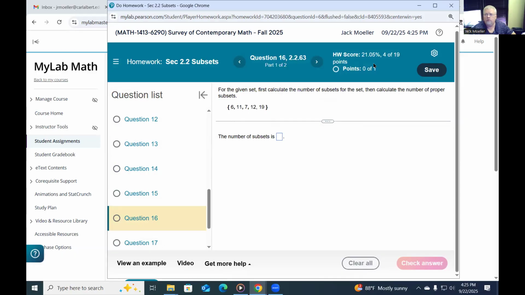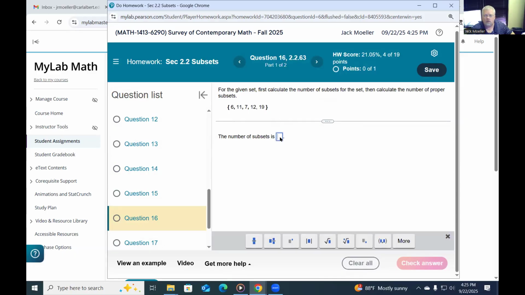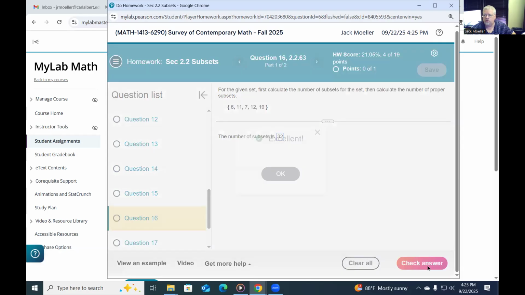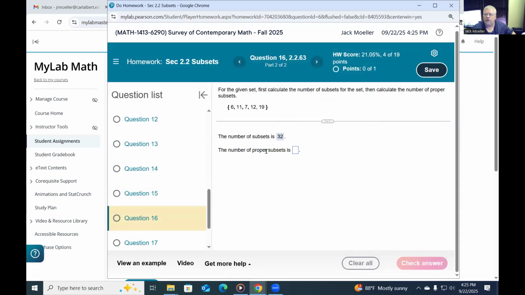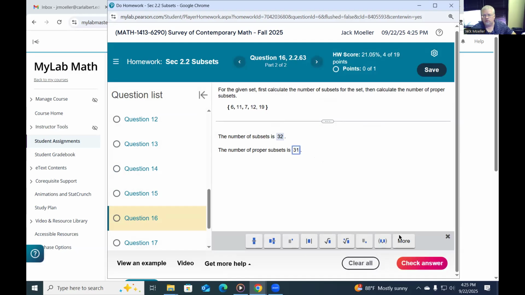Yeah, so that's 32. And then once you answer that, what's the number of proper subsets? The number of proper subsets is always one less. It'll be 31.